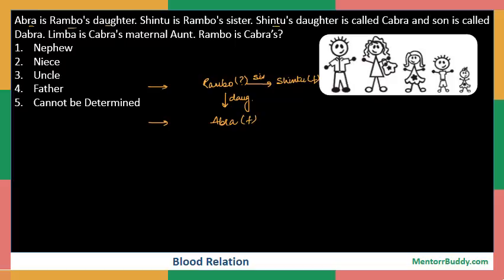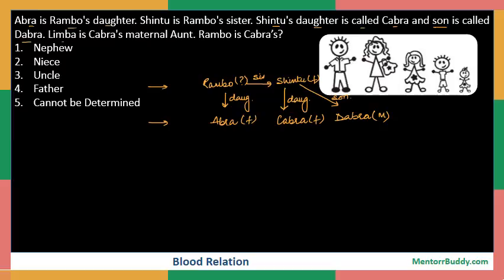Next line says Shintu's daughter is called Kabra. Now Shintu, her daughter is called Kabra. So I'm just going to mention, because she is a daughter, it will be a female person. And also let us mention that she is a daughter. And as I said, because there is a daughter and mother relationship, it has a vertical line between them. And a son called Dabra. So a son for Shintu called Dabra. Because a son, let's put a male, and I'm just going to write it as son.